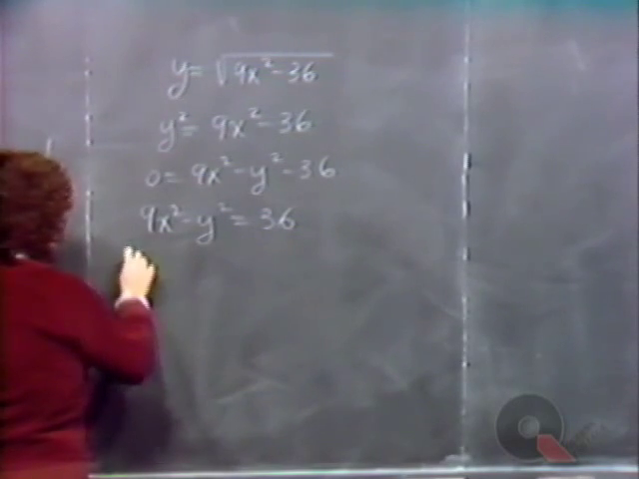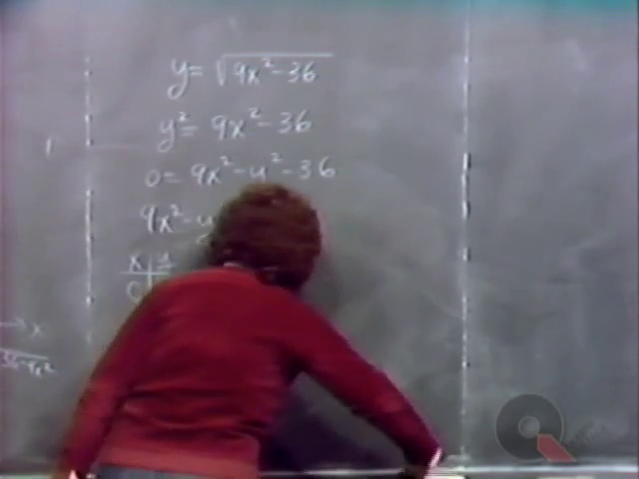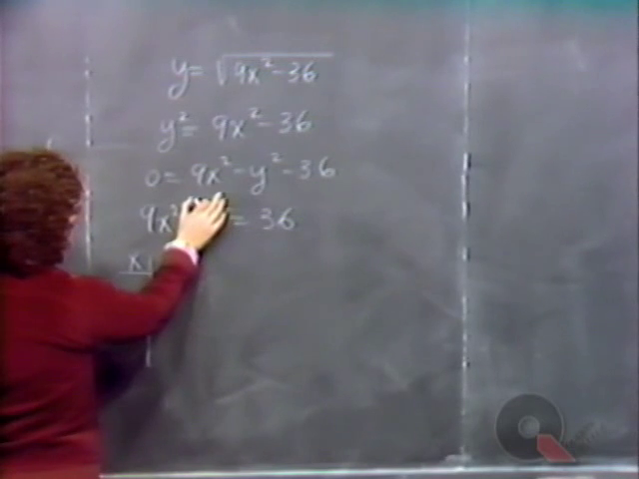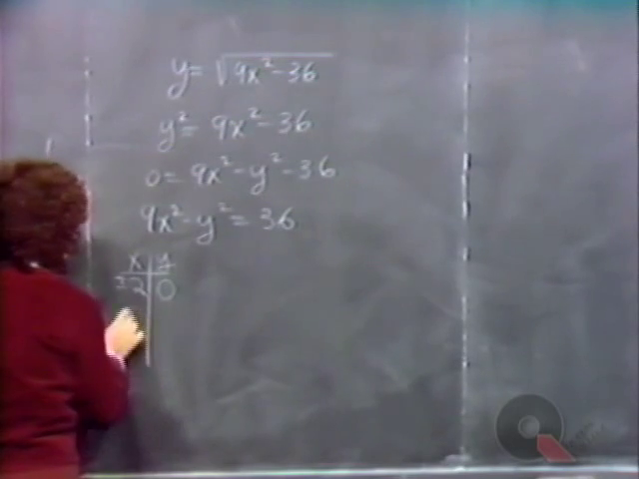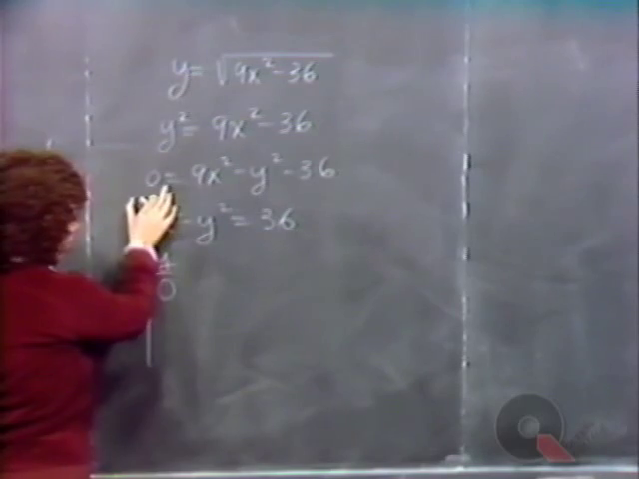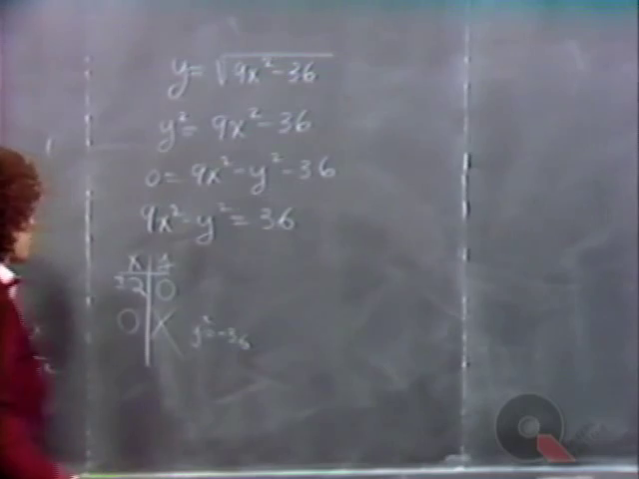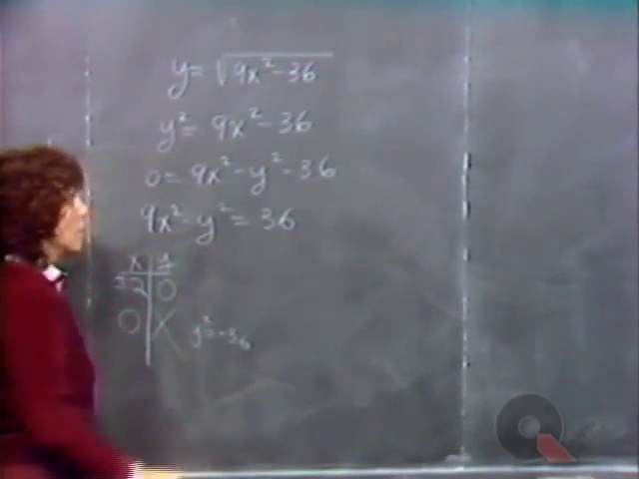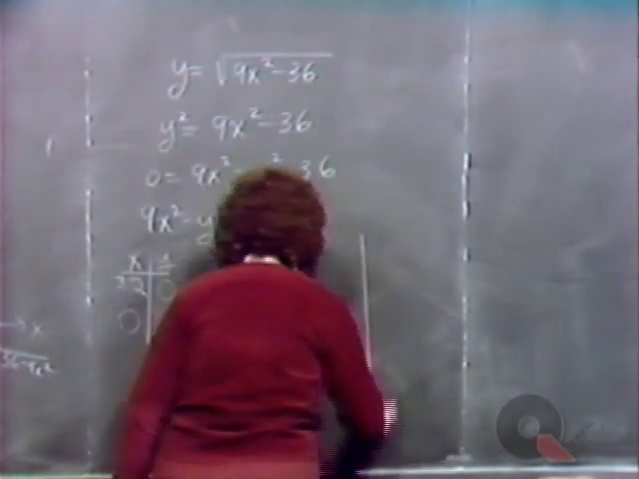Now we can get the intercepts in this case. If y is 0, 9x squared is 36, x squared is 4, x is plus or minus 2. If x is 0, we get that minus y squared is 36, y squared is minus 36. There are no y-intercepts. This is a hyperbola opening to the left and right, which explains why there are x-intercepts but no y-intercepts. Let's try to sketch the graph.